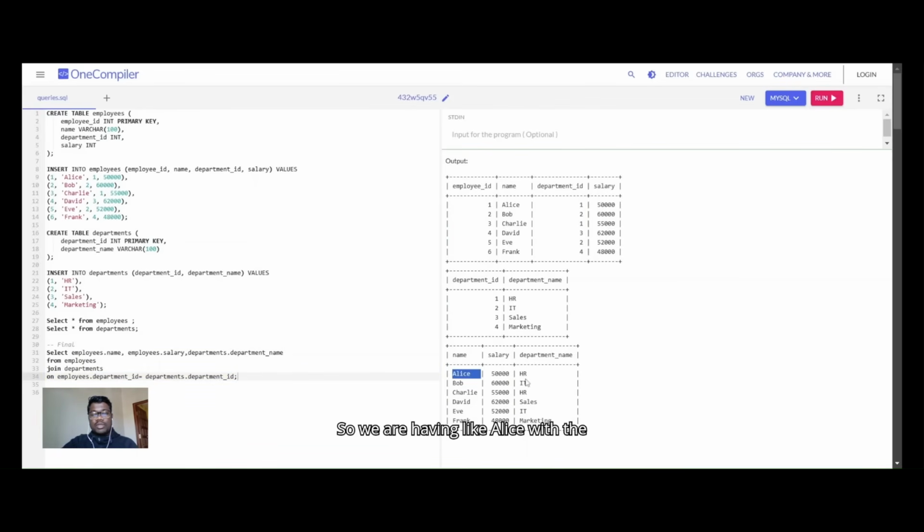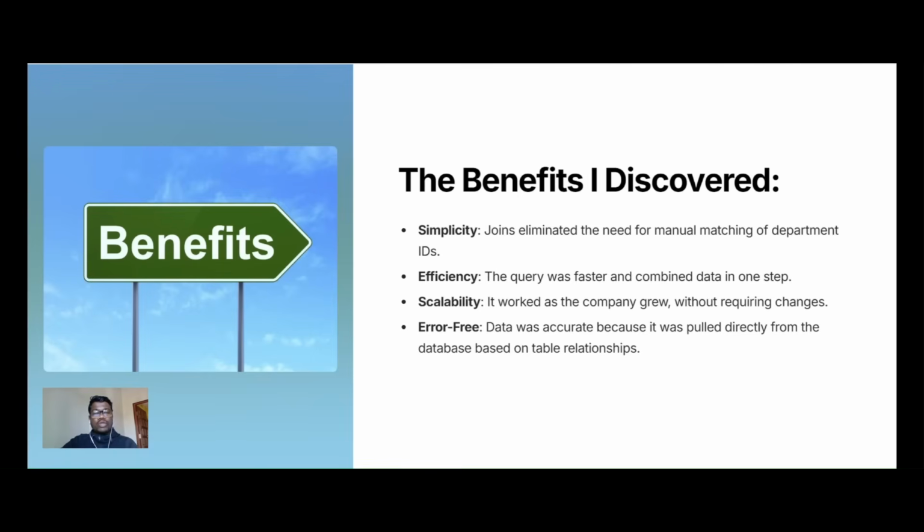So we are having Alice with the department name as HR, Bob with the department name as IT. And this also made sure that we were not making any errors while getting the table and making reports. The benefit that I discovered was simplicity. By using a join, I no longer had to worry about manually matching department IDs or writing complex logic. The database handled the combination of tables for me. It was also efficient. The query was much faster, and I no longer had to manually download and process multiple datasets. Everything was done in a single query.